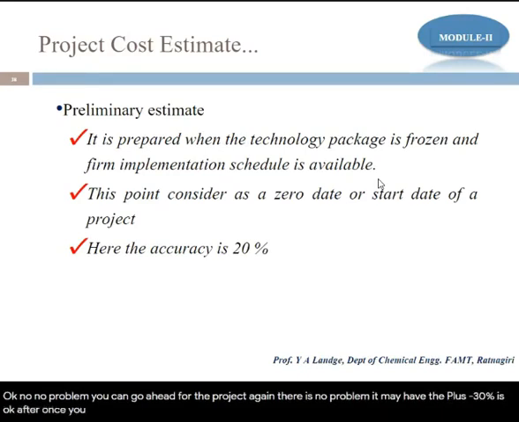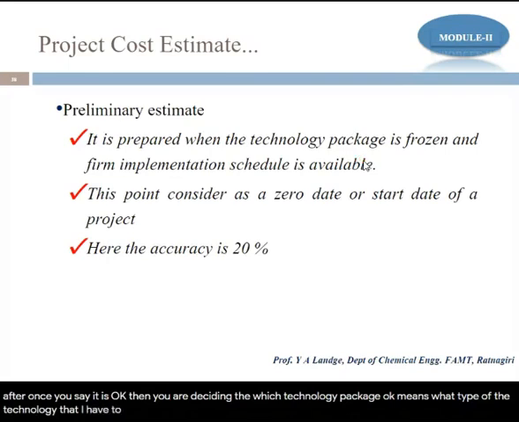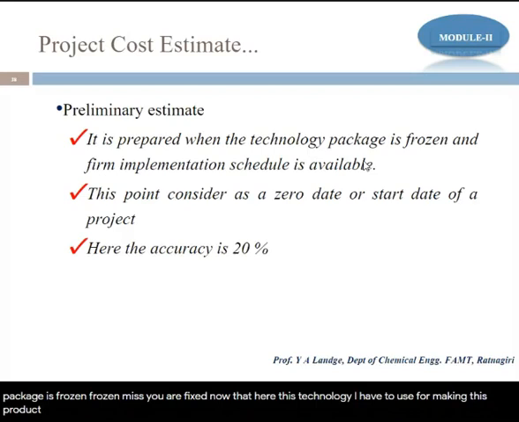After once you say it is okay, then you are deciding which technology package, okay, means what type of technology that I have to bring to establish the process plant. Means the package is frozen. Frozen means you are fixed now that yes, this technology I have to use for making this product, and once this technology is fixed, after that we again calculate what will be the costing of the project.